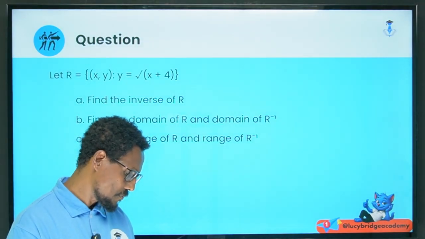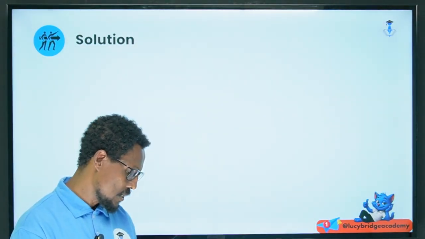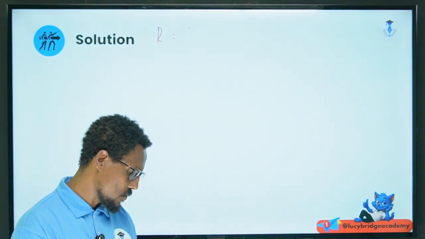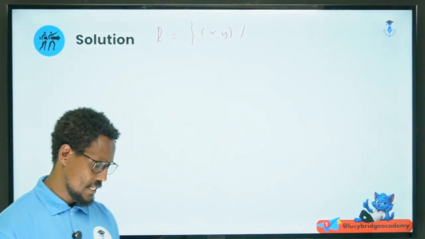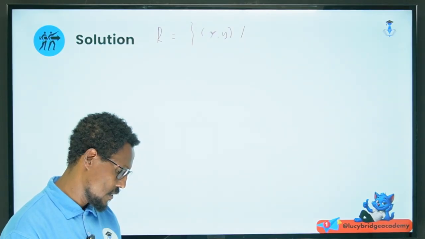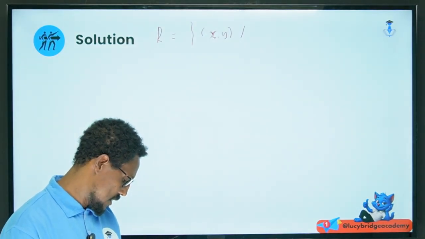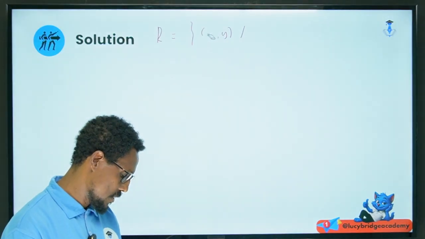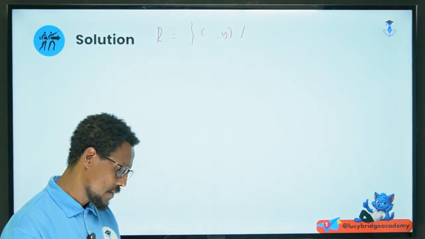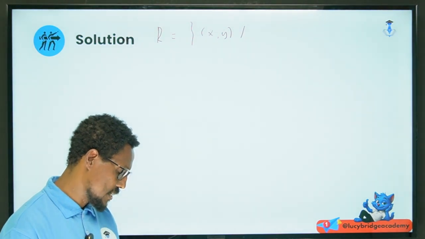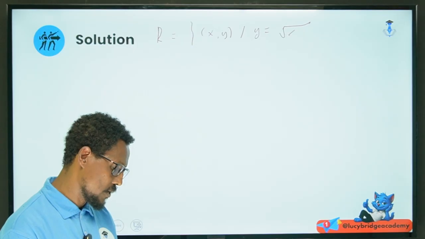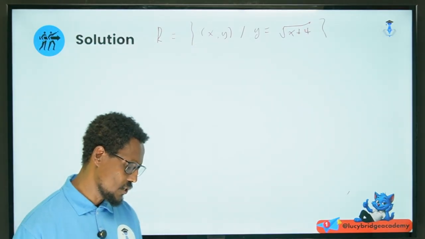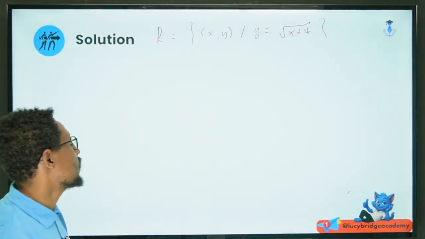Let r be equal to the set of (x, y) such that y is equal to the square root of x plus 4. This is our relation. We are asked to find the inverse of this relation, okay?